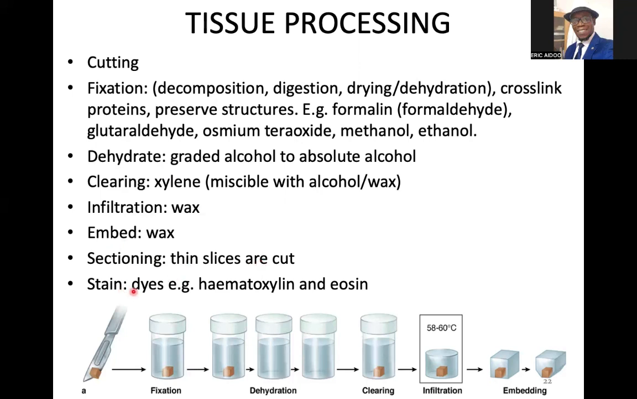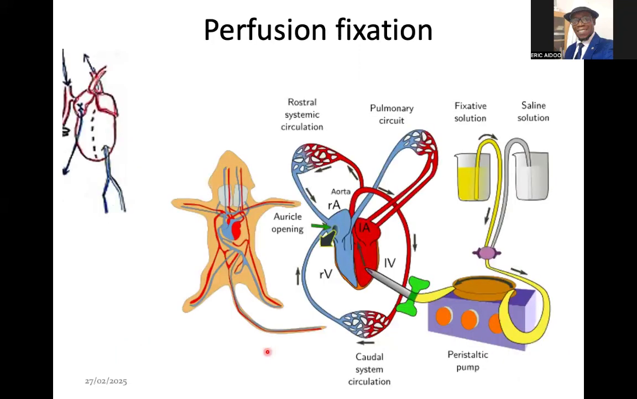Then you stain with dyes. The simple ones are the hematoxylin and then eosin. So these are basic steps in tissue processing. It's more complex than what you see here. This is just a simplified form.